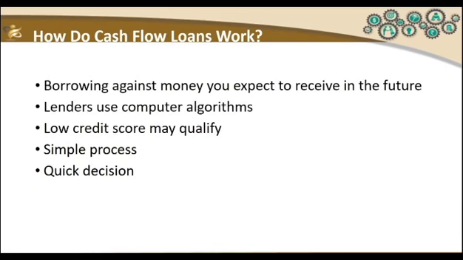How do cash flow loans generally work? With cash flow financing, you're basically borrowing against money you expect to receive in the future. And a lender will make the decision about whether or not to approve you based on those projections and your past performance. Lenders use computer algorithms that factor in all sorts of data, such as transaction frequency, volume, seasonal sales, expenses, returning customers, and sometimes even Yelp reviews.